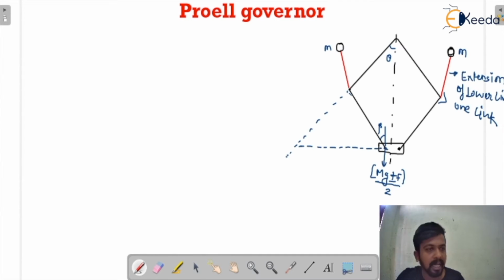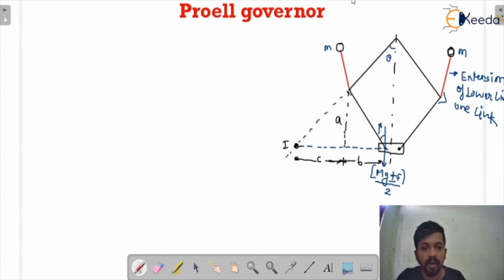As we have calculated in the Porter governor, the length of this is A and this length is C, from here to here. Okay, and what is that point? This is the instantaneous center of rotation, and this is C. Okay, and this is B.